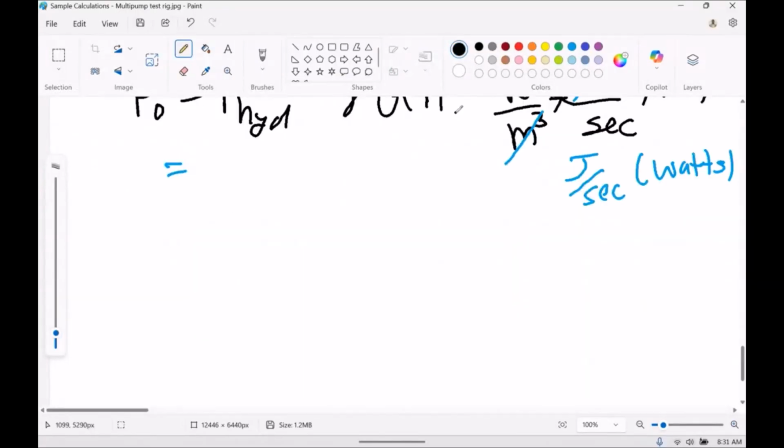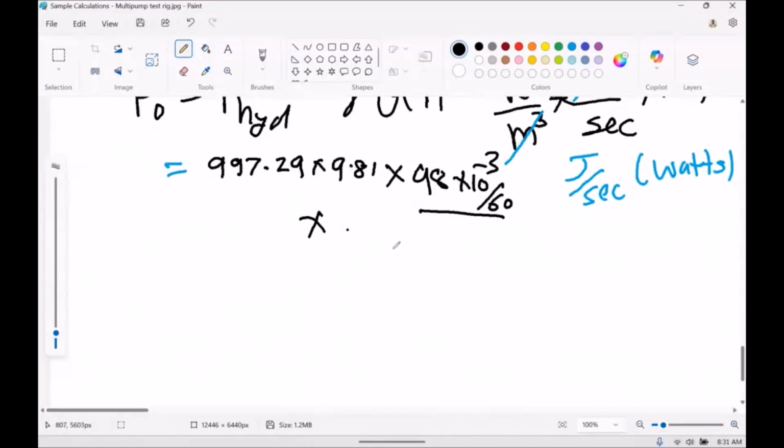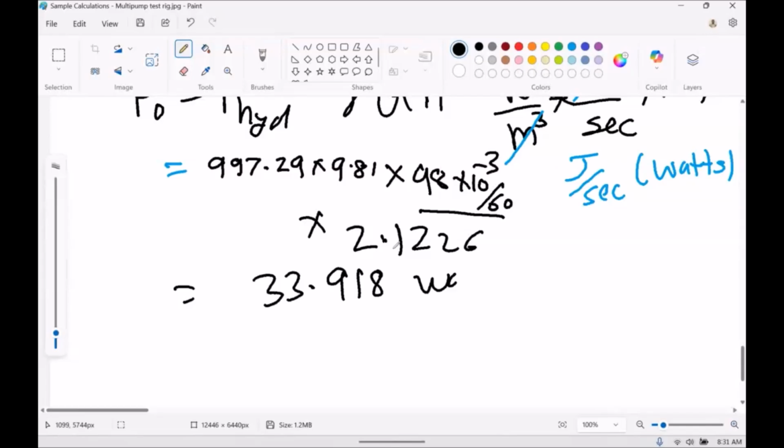Put the values. So gamma is rho g, 997.29 into 9.81. Okay, so this is the specific weight. Into discharge, as I explained before, discharge is 98 liter per minute into 10 to the power minus 3 divided by 60, multiplied by head. How much head did we calculate here? So multiply by 2.1226. So here you will get the answer: 33.918 watts power output of the pump.